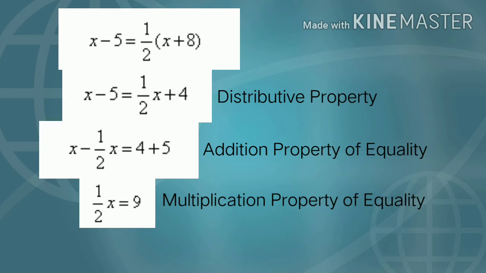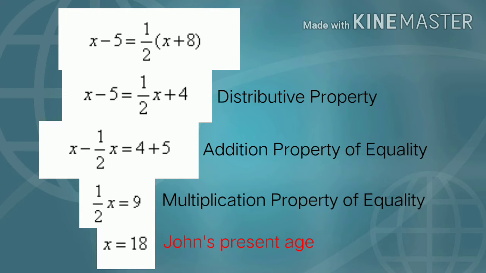By the multiplication property of equality, we will multiply both sides by 2. So 1/2 x times 2 is equal to x. Then 9 times 2 is equal to 18. So John's present age is 18. The answer is 18.